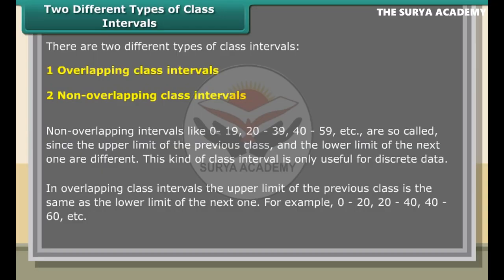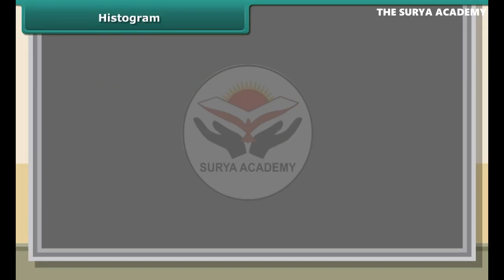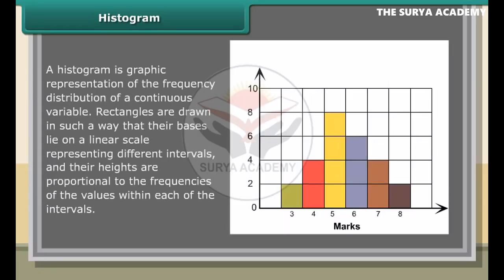In overlapping class intervals, the upper limit of the previous class is the same as the lower limit of the next one. For example, 0 to 20, 20 to 40, 40 to 60, etc. Histogram. A histogram is a graphic representation of the frequency distribution of a continuous variable. Rectangles are drawn in such a way that their bases lie on a linear scale representing different intervals, and their heights are proportional to the frequency of the values within each of the intervals.